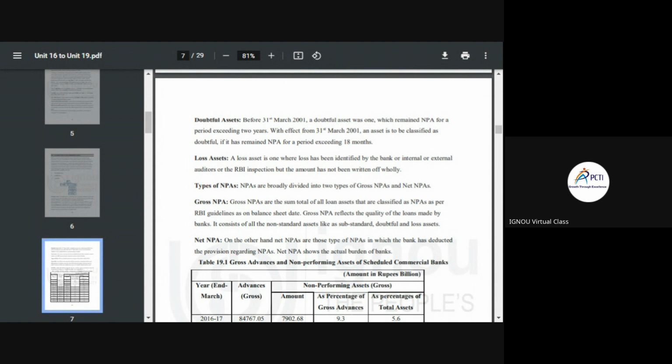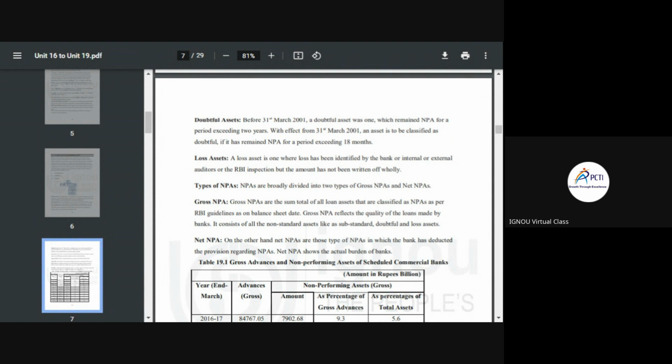So like this, we have the types of NPAs, which are broadly divided into two: gross NPA and net NPA. Gross NPA consists of the sum total of all loan assets that are classified as NPA as per RBI guidelines as on the balance sheet date. The gross NPA reflects the quality of the loans made by banks, and it consists of all the non-standard assets like substandard, doubtful, or loss assets. And then we have the net NPA.